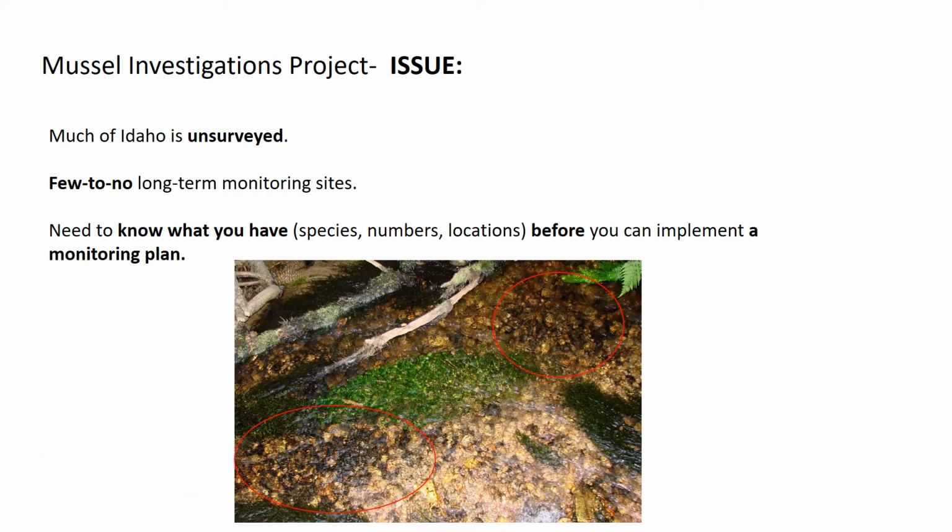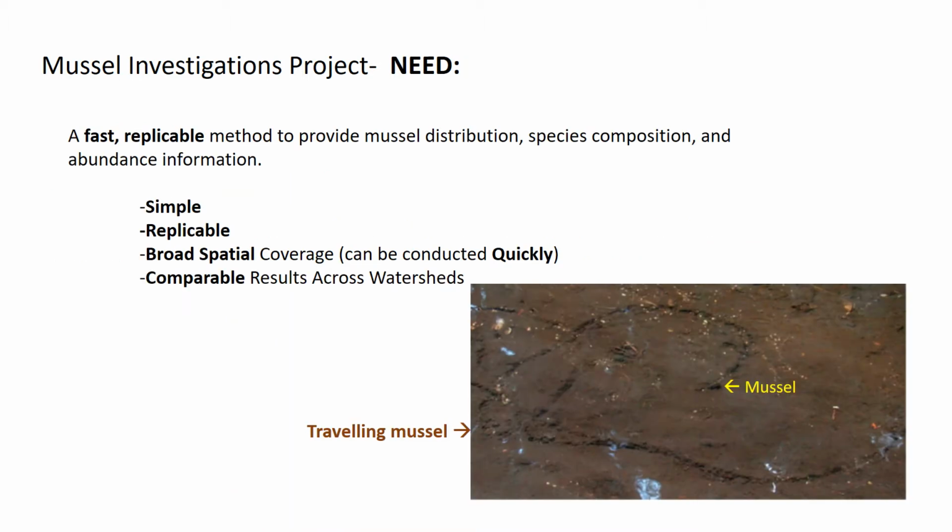The issue is that much of Idaho is unsurveyed for native freshwater mussels. There are few to no long-term monitoring sites, and you need to know what you have, mussel species, numbers, and locations, before you can implement a monitoring plan. So the need was to develop a fast, replicable method to provide mussel distribution, mussel species composition, and abundance information. We wanted it to be simple, replicable, and provide broad spatial coverage, which is to say it could be conducted quickly, and we wanted results to be comparable across watersheds.